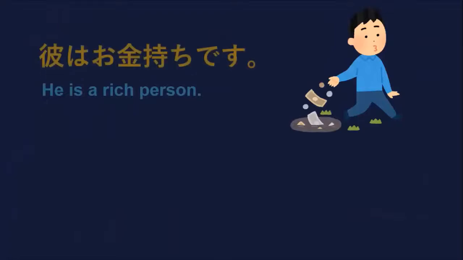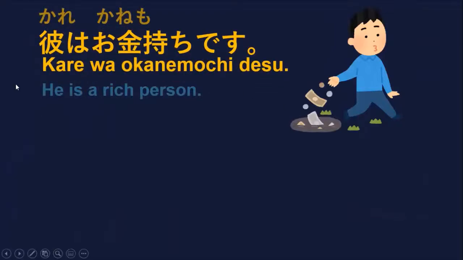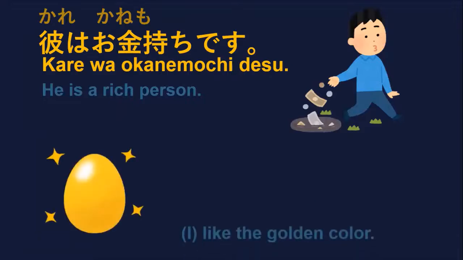Okay. This man, he is so rich that he is throwing away the money. So he's a rich person. So how to say that? 彼はお金持ちです。 So 彼 is he, and お金持ち means rich person. So this is how we say, 彼はお金持ちです。 He's just throwing away the money. Nobody does that.